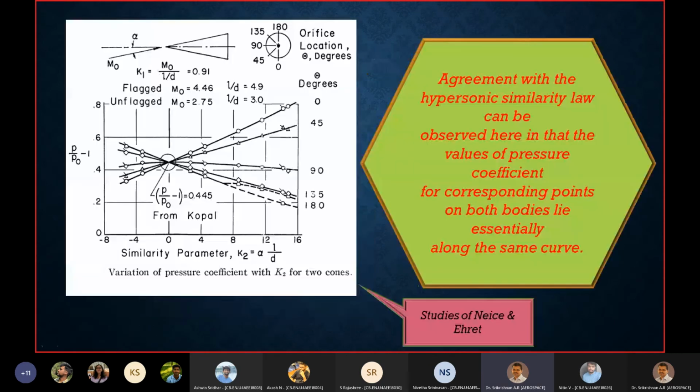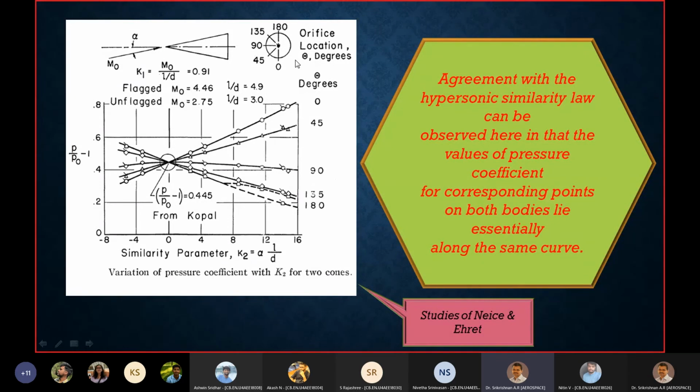I'm not going into the description of this, but just keep in mind that these are experiments done for two different conical shapes, and the data is plotted for some hypersonic Mach numbers. They've written here 4.46, etc., slightly in that range. These are pressure measurements done by having static pressure probes placed around the body at different locations.